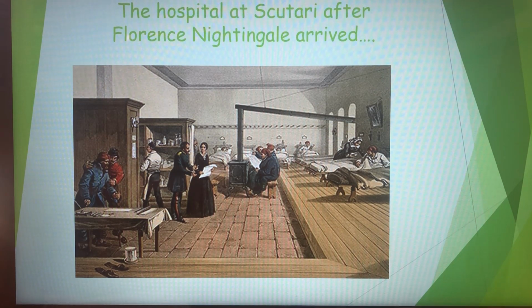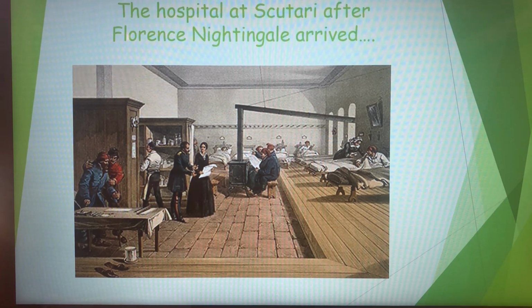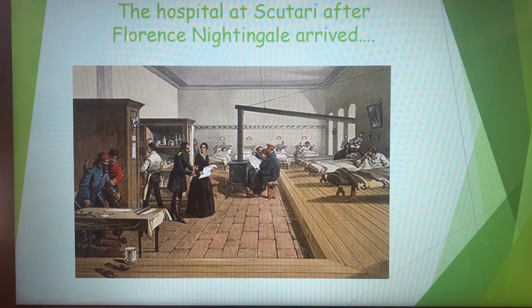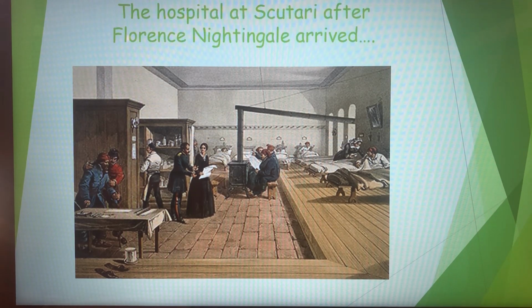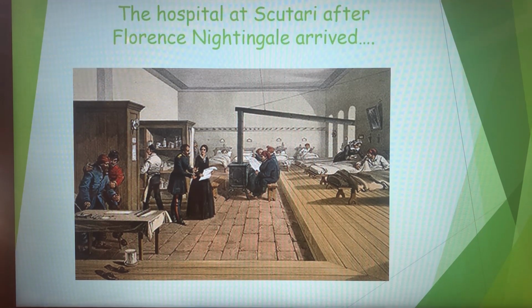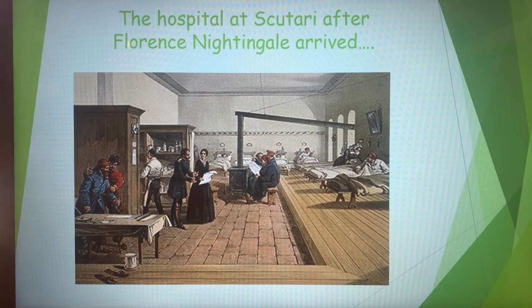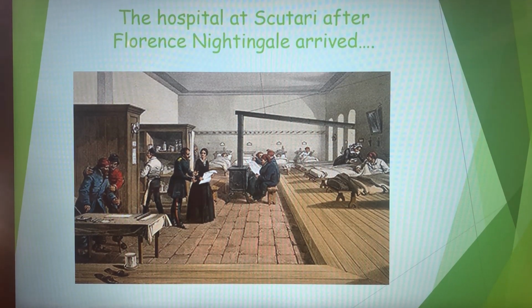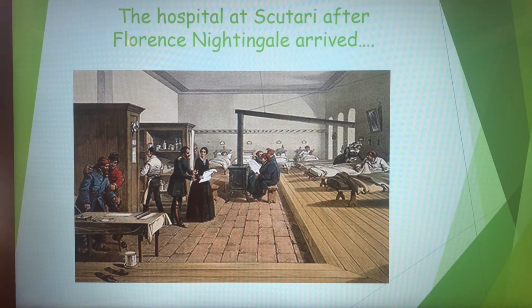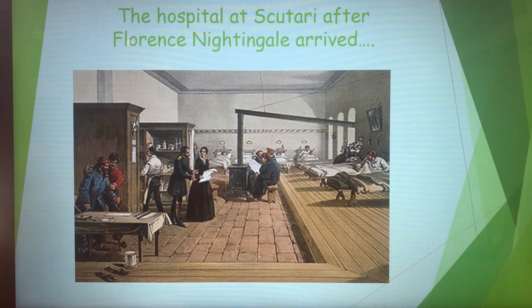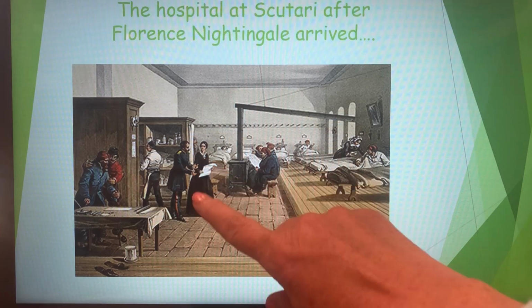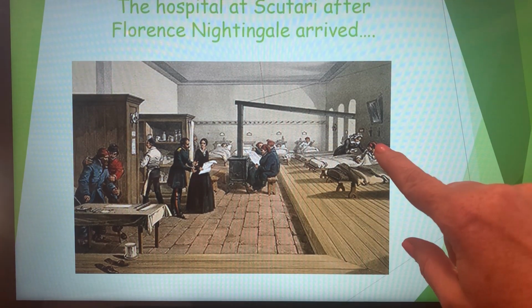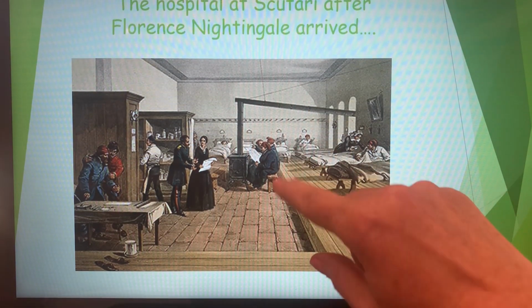So this is a ward at Scutari Hospital. It might be the same one, it might be a different one in a different view. This is from a painting that was done at the time, and I think you'll agree, apart from the fact that this has got a bit of colour on it, the whole place looks a bit spick and span. It certainly looks like it's been cleaned up. So we can see, here's Florence, and we've got some soldiers getting better.